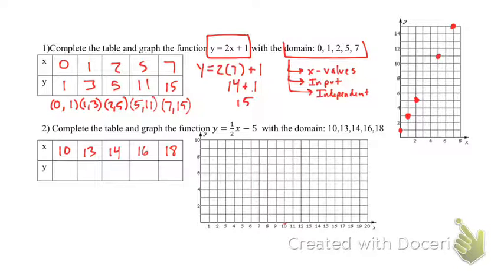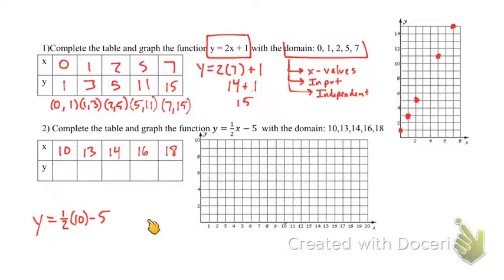Okay, now to find our y values, we're going to plug it into this function right here, this equation. So let's do it. y equals 1/2. Instead of x, let's plug in 10 first, minus 5.